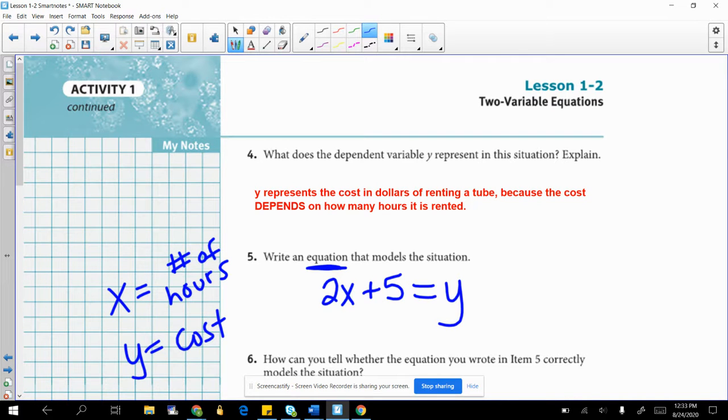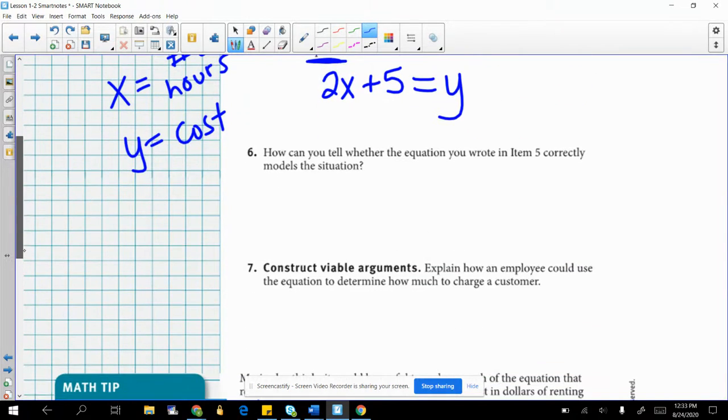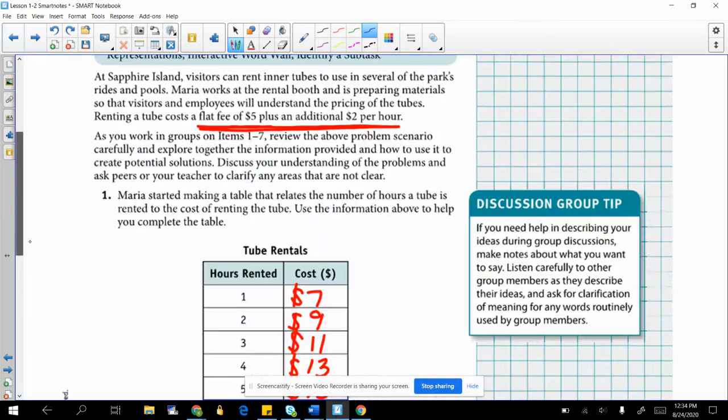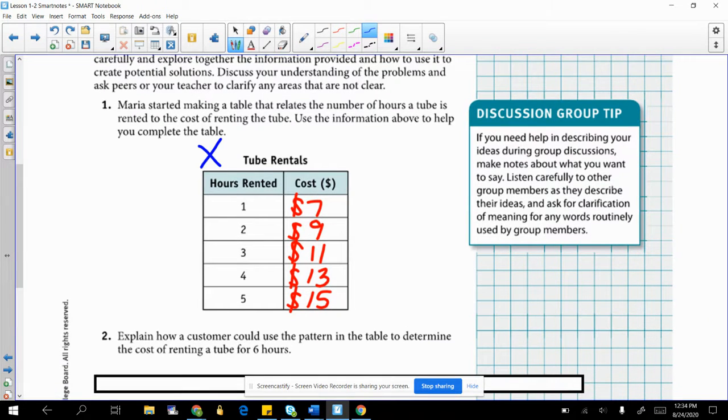Okay. All right. Number 6 says, how can you tell whether the equation you wrote in item 5 correctly models the situation? Well, you could take any number that we plugged in the table on the last page and try that out. So for example, back in this table, if we're thinking of this as x and this is y, let's say we plug in 3 to the equation for x and we should get out 11.